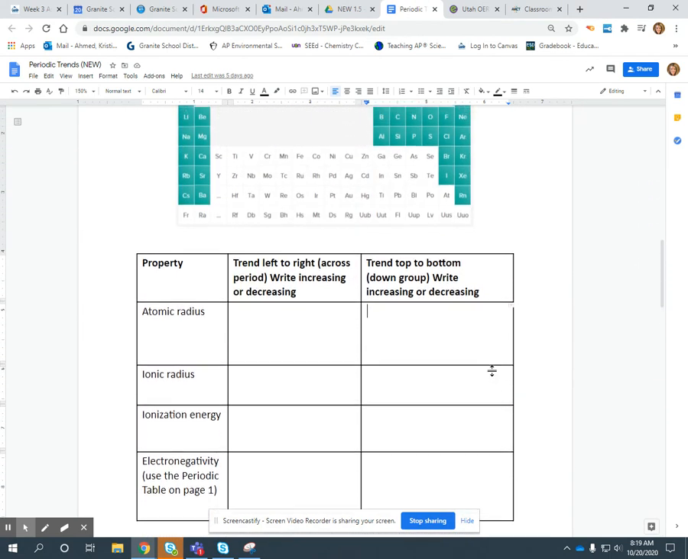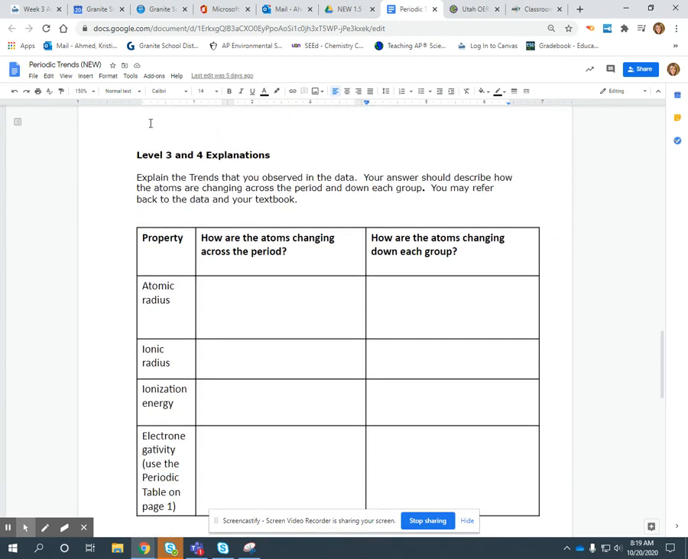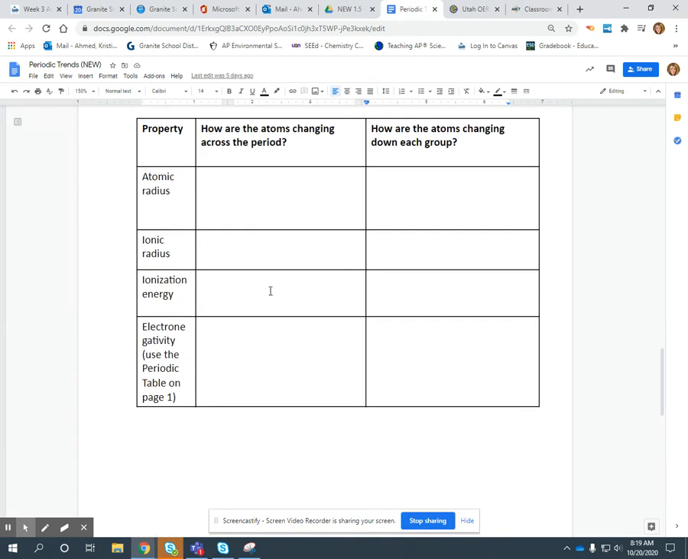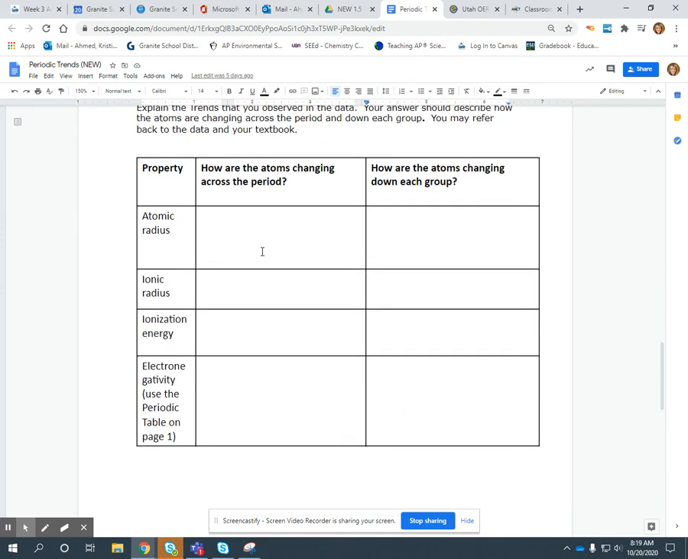So that's the level 2 procedure. And then for our level 3 task, you're going to explain each one of these trends. How did the atoms change across the period? What is the explanation for why this trend either went up or down? Okay, and we're going to explain the trend across the period and down each group for all of the trends that we observed in this activity.